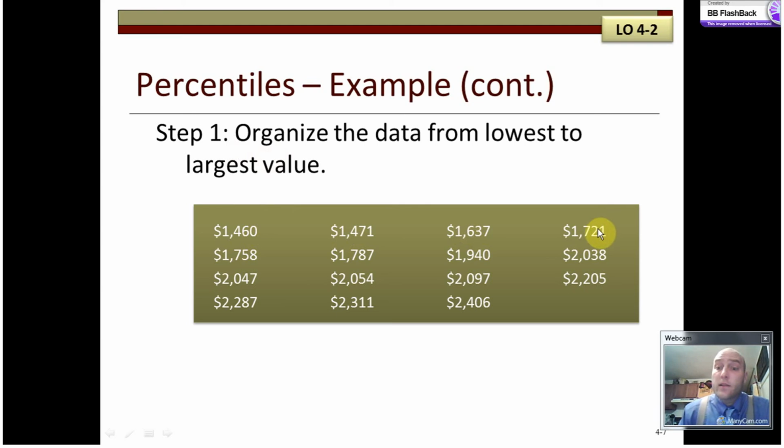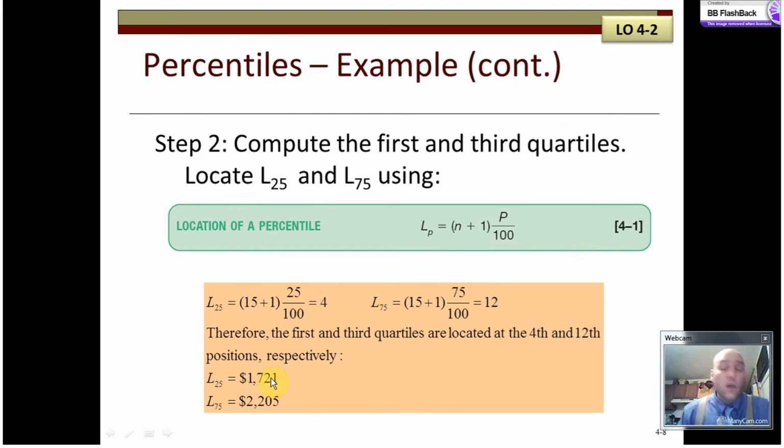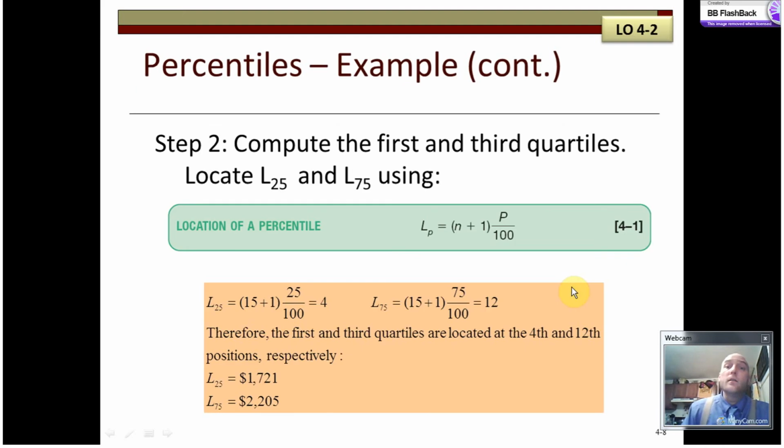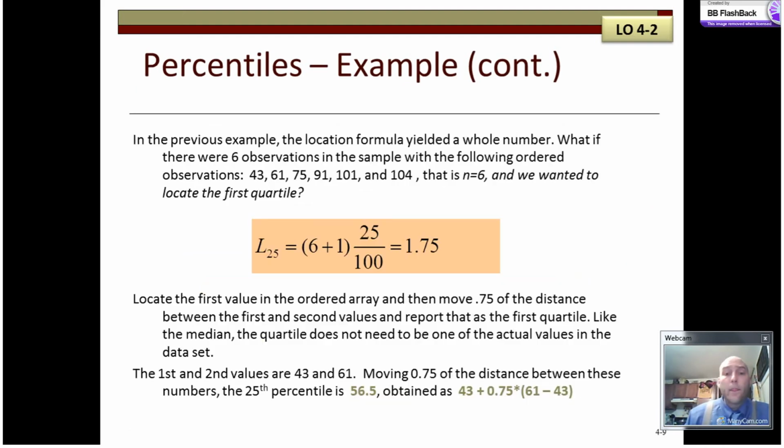That number says 1/4 of our data is up to and including 1721. We could do the same thing for the 75th percentile. 15 is our sample size. Add 1 times this fraction over here says our 12th. Our 12th value is 2205. That's our 75th percentile.